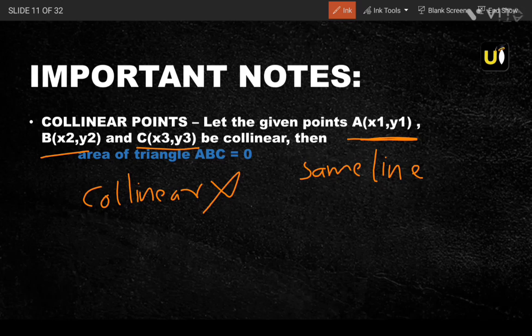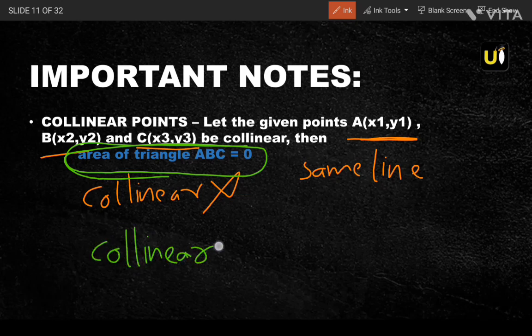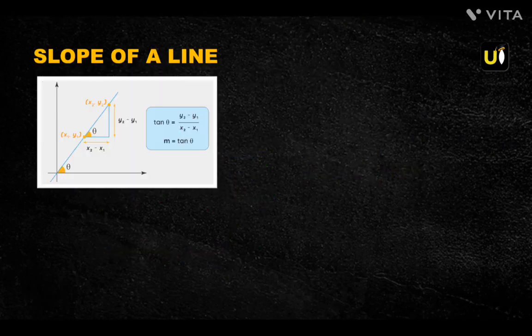So if we were supposed to check whether the given points are collinear or not, we simply find out the area of the triangle formed by these 3 points. When we calculated the area, if that evaluates to be 0, then those 3 points are collinear. Okay, we have to find the area of the triangle. If that is 0, then the points are collinear, else the points are non-collinear. Okay, next, slope of a line.